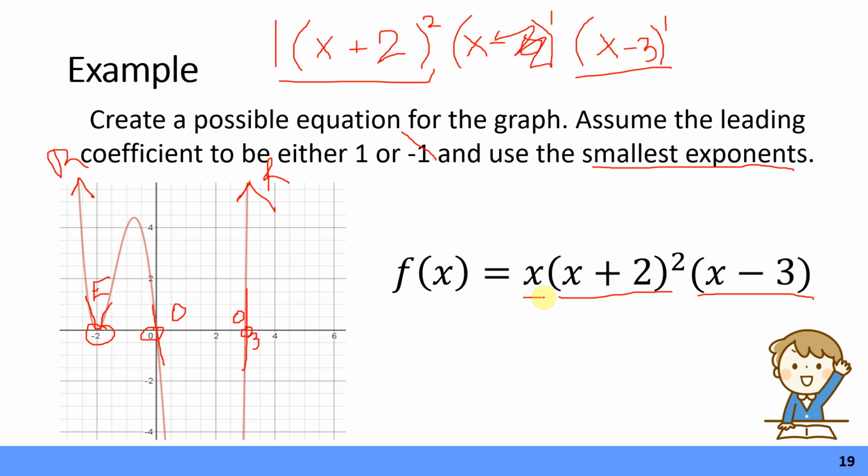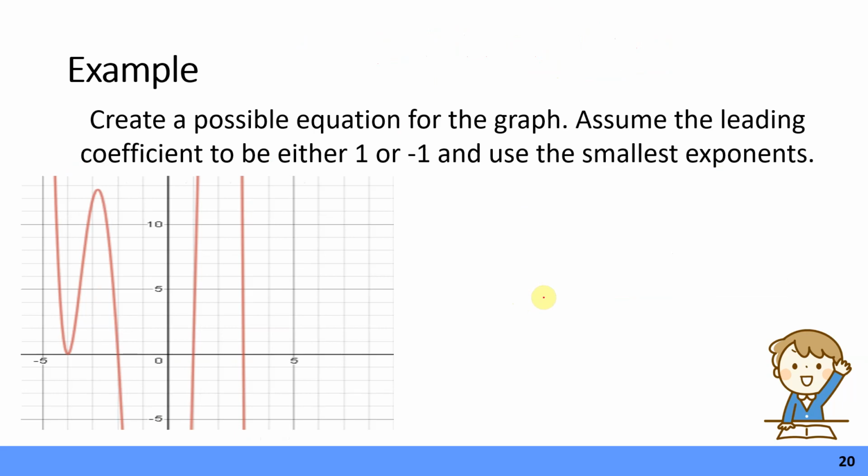Just to make sure it made sense, let's go ahead and do one more and then we'll wrap this up. So same thing, right? Let's go ahead and look at our x-intercepts. I have an x-intercept here that is at -4, so I do the opposite. It's going to be x plus 4. Since the graph touches and turns, it has to be an even degree. So I'm going to put a 2.